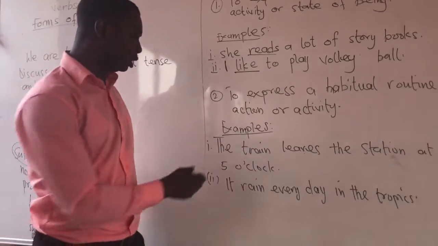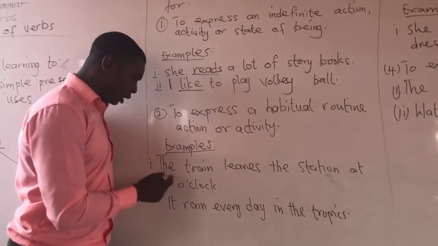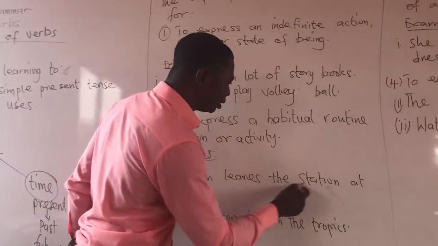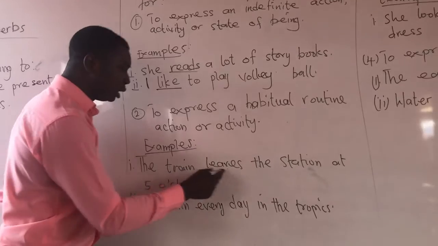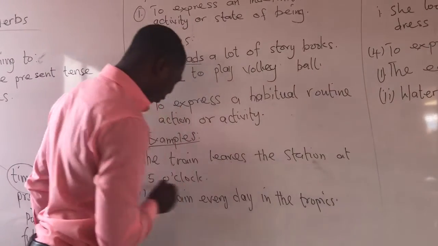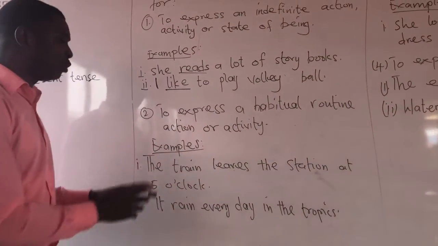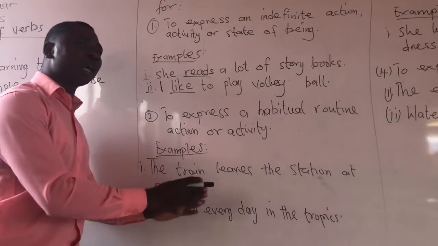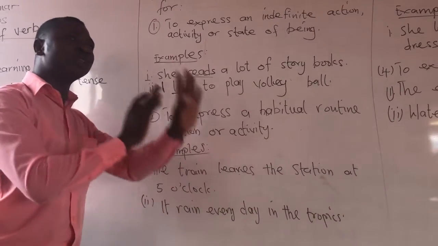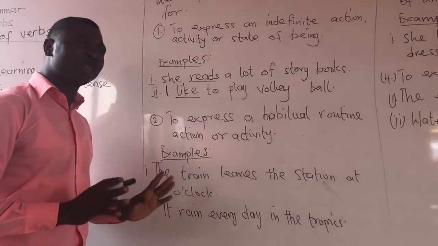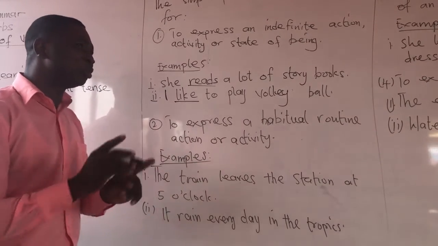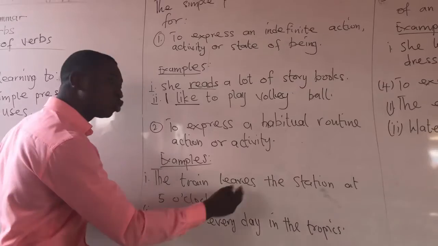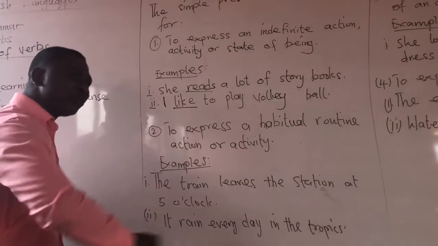So, example, the train leaves the station at 5 o'clock. Meaning that every day the train habitually moves from the station at 5 o'clock exactly. So when you go at 5:01, you know you will miss the train. So it's a habitual thing. It's happening every day.